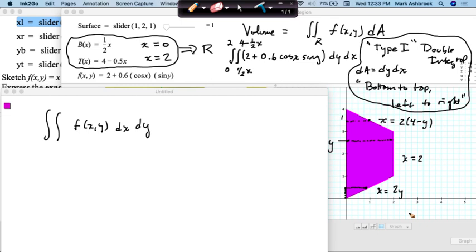So what does it mean? If we want to do a type 2 double integral, we've got to split it up into 3 different ones, right? The first one is when y goes from 0 to 1, and that's when x is going to go from 0 to 2y. And then when y goes from 1 to 3, what's our x doing? Going from 0 to 2.